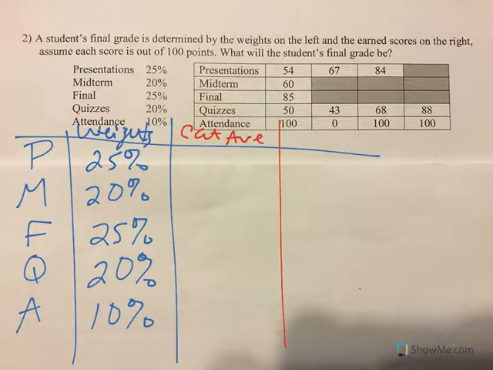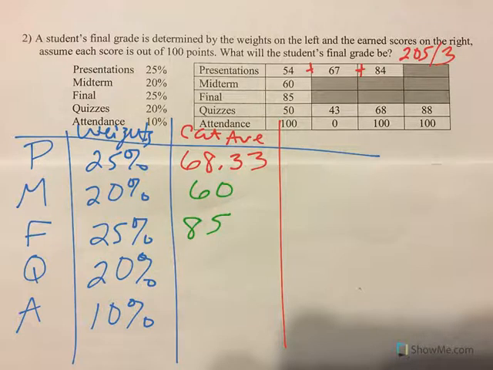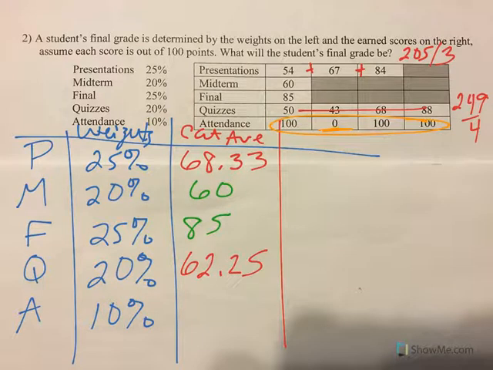Now we have our category average. I have 3 presentations, so I first need to add those 3 together. When I add those 3 together, I get 205. I divide by the 3 presentations, and my category average is 68.33. I only have 1 midterm, so that averages 60. 1 final, that averages 85. Then I go to my quizzes, and there's 4 of them. When I add these 4 together, I get 249 divided by 4, which gives me an average of 62.25. And then I have 4 attendance grades, including that 0. So 300 divided by 4, my attendance average is 75.